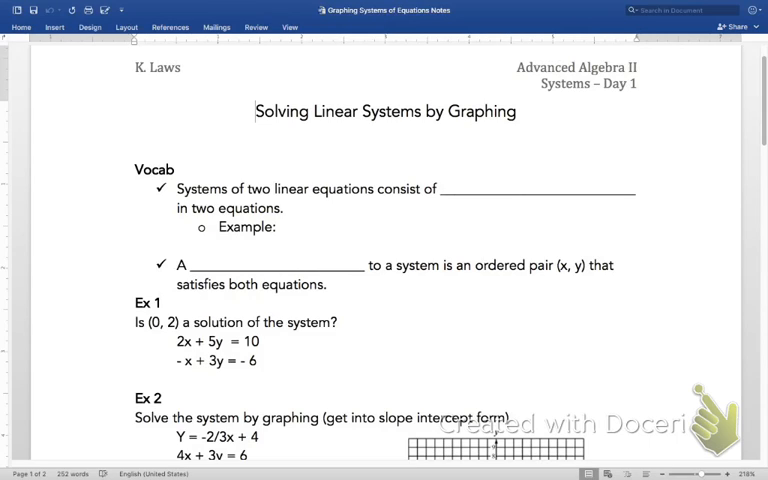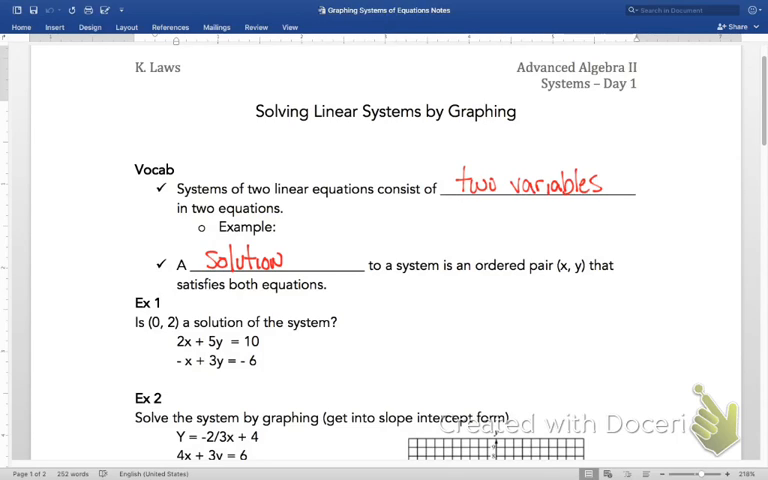A system of two linear equations basically consists of two variables in two equations. You're accustomed to seeing this, or you will be accustomed to seeing this as x and y. Okay? A solution to the system is going to be an ordered pair, again, normally x and y, that satisfies both equations.